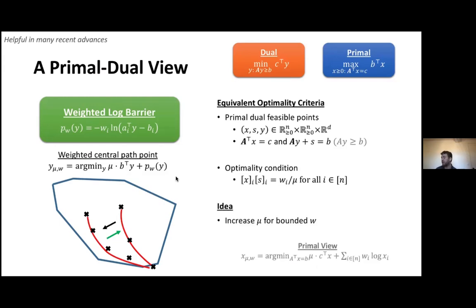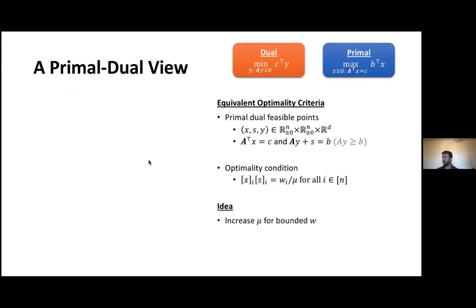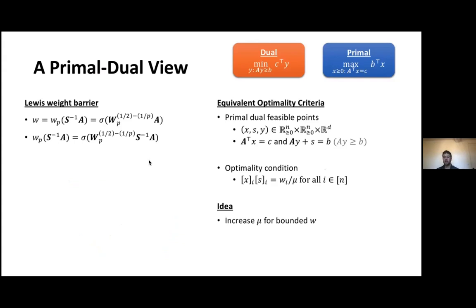All right. And this suggests a natural approach. What we could try to do is just keep increasing mu for some bounded weights. This is a way we can maintain primal and dual points and try to move along the central path. All right, so let's think about trying to get maybe a simpler primal dual approach.